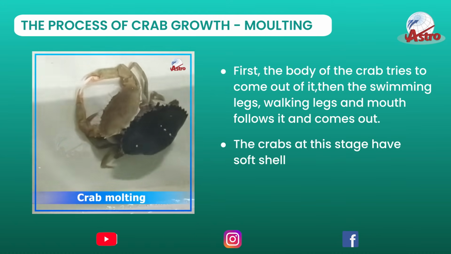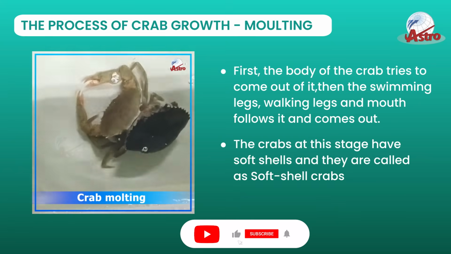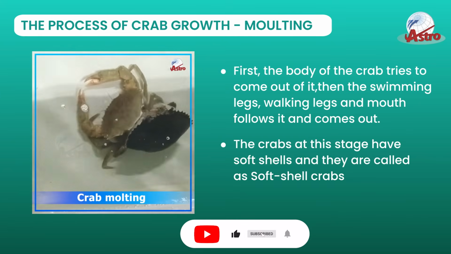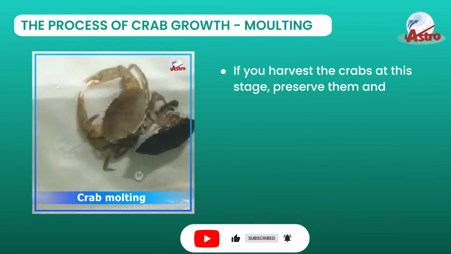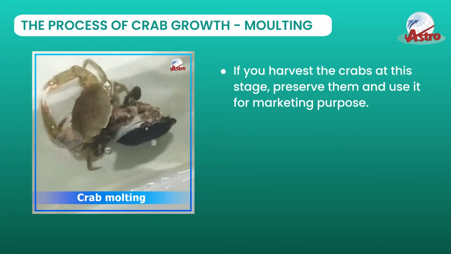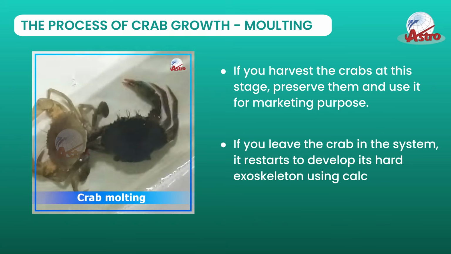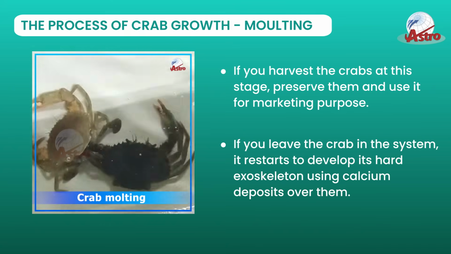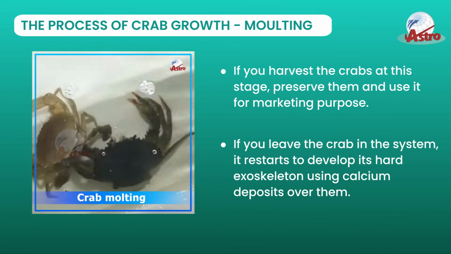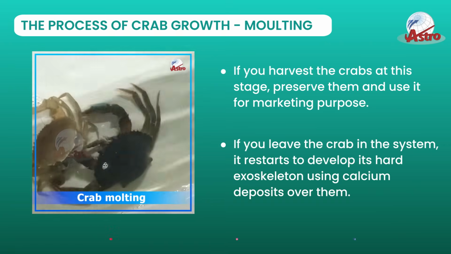The crabs at this stage have soft shells and they are called soft shell crabs. If you harvest the crabs at this stage, preserve them and use them for marketing purposes. If you leave the crab in the system, it restarts to develop its hard exoskeleton using calcium deposits over it.